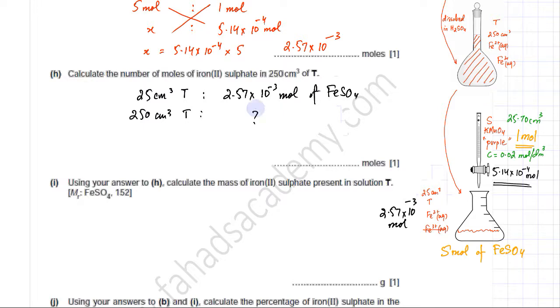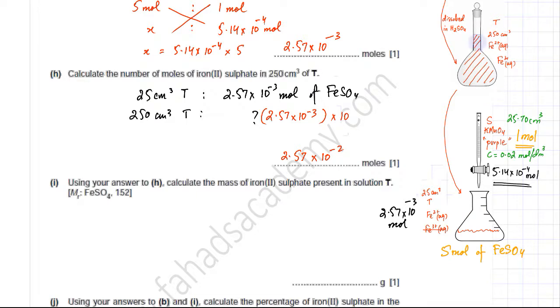So you're going to multiply 2.57 times 10 to the power minus 3 by 10. The number of moles would be 10 times that quantity. So the answer that you're going to get is 2.57 into 10 raised to the power minus 2 moles. So the 25 cm cube solution contains these many moles. The 250 cm cube original solution from which this solution was taken would contain 10 times that many moles.